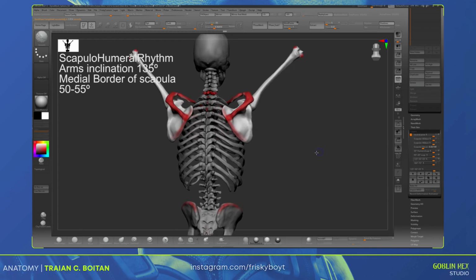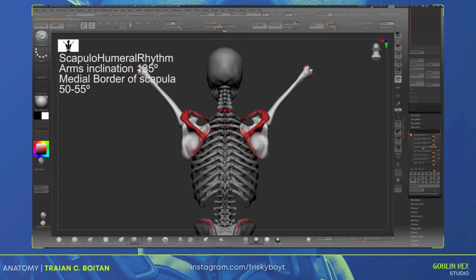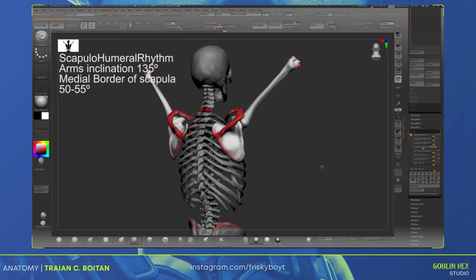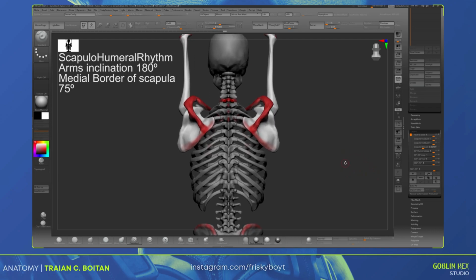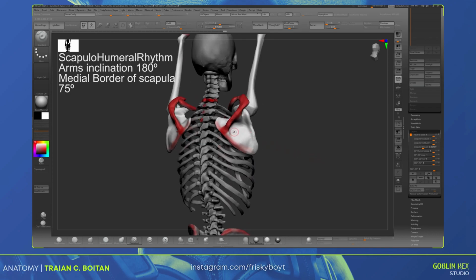At 135 degrees, the inclination of the scapula is 50 to 55 degrees, and in the last part, at 180 degrees of the arm, the scapula reaches the normal maximum inclination of 75 degrees.